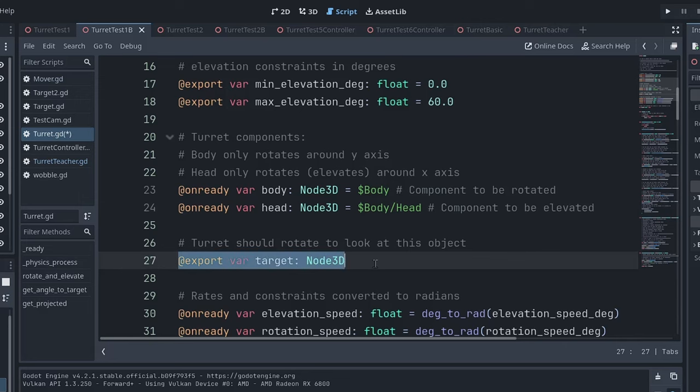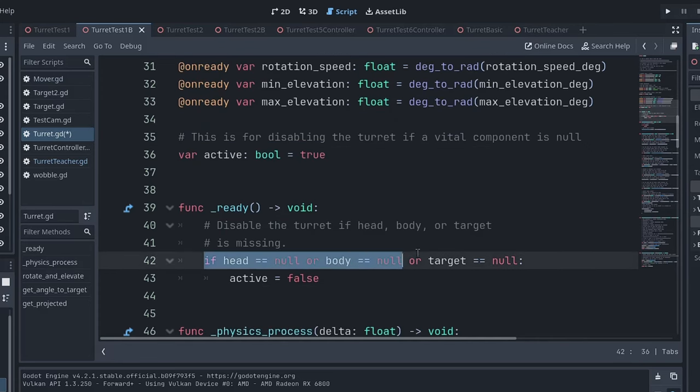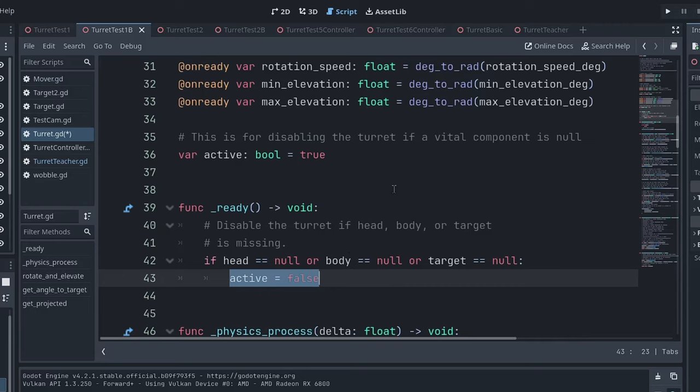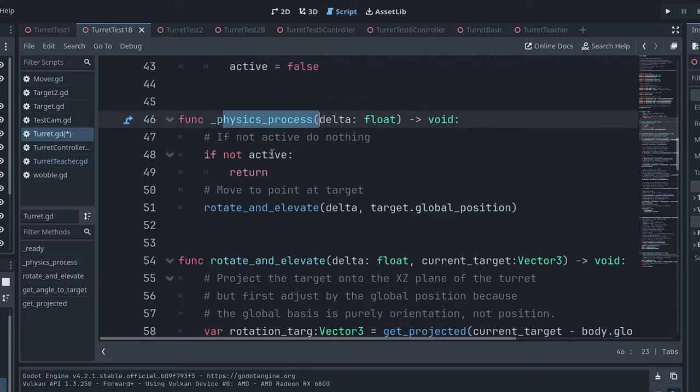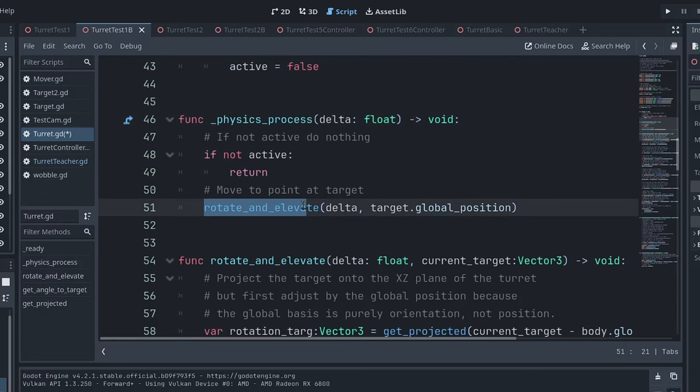And then I also borrowed this from the tutorial I based this on, this active Boolean. So basically, we're just going to disable the turret if it doesn't have a head or a body or a target. So then in physics process, if the turret's not active, just return, don't do anything. Otherwise, call this function rotate and elevate, which takes two inputs. The first input is just a float. It's the delta time, how much time has elapsed. Second input is a Vector3, the target's global position.